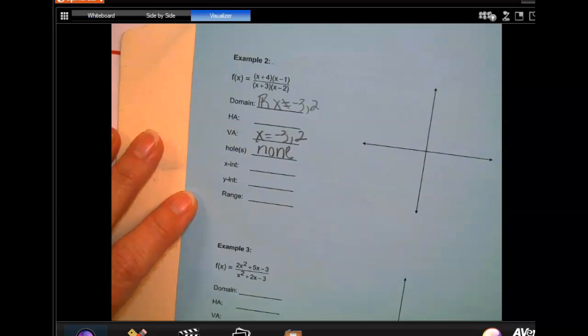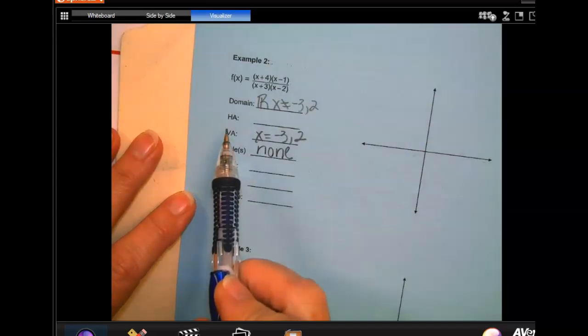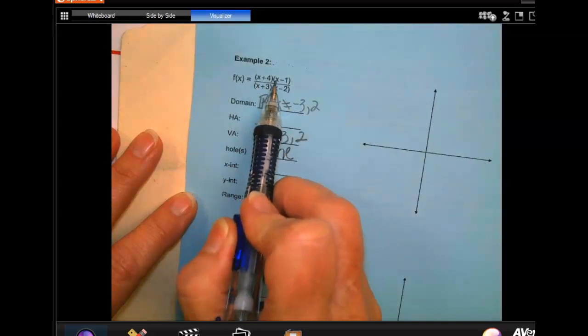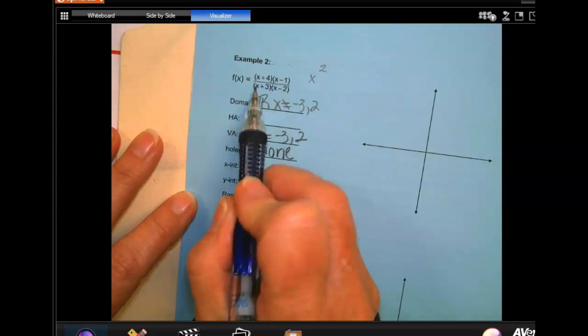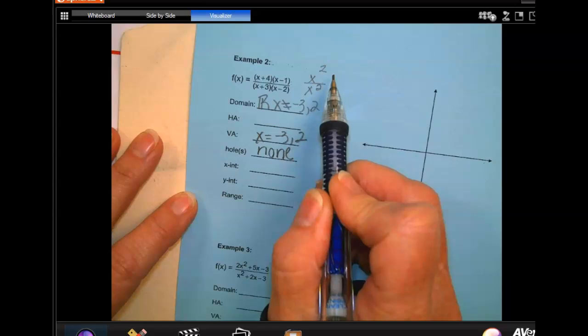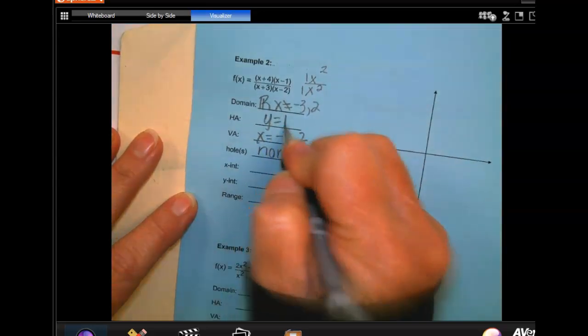Okay, how many of us are this far? Okay, so the next thing I want to know is this. How do I find my horizontal asymptote? Exponents. So when I look, y'all, what's x times x? And then on the bottom, x times x is, so these are tied. And when they're tied, we look at the number in front, right? So I get a 1 and a 1. So my horizontal asymptote is at 1.